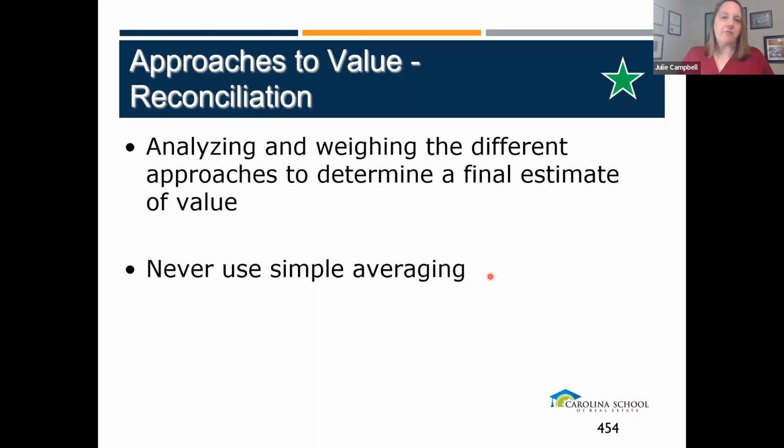And what the appraisers do is their final reconciliation. It's not simple averaging. It's putting a weighted value on whatever type of property the appraiser is valuing. So for example, for a single family home, the appraiser will use the sales comparison approach and the cost approach, putting the most value on the sales comparison approach because that's the type of property they're trying to give their opinion of value to.